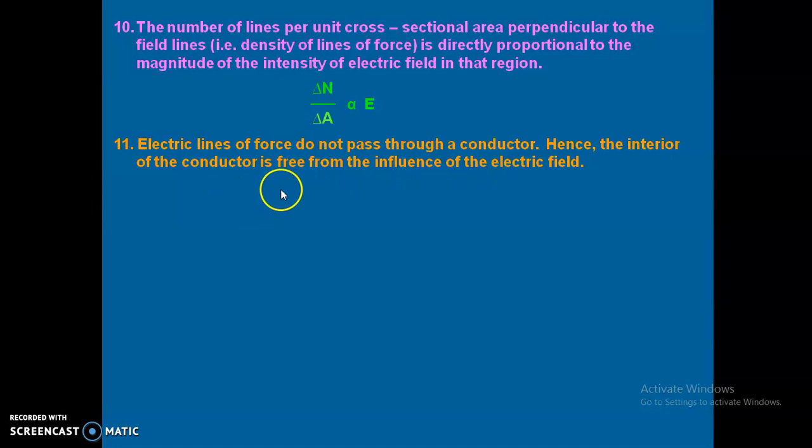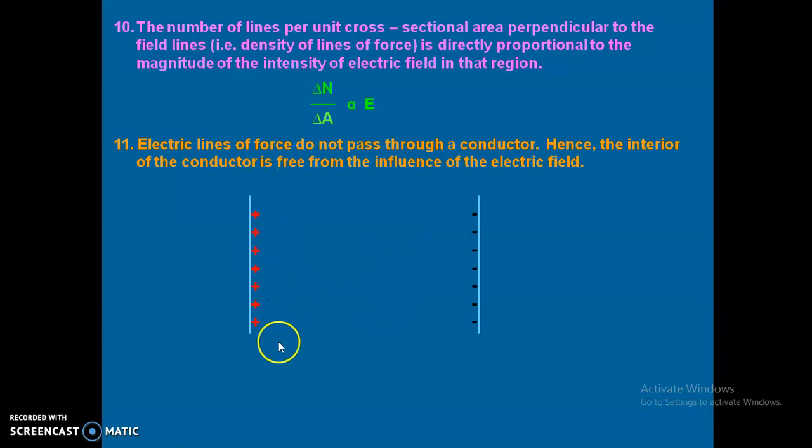Next, 11th property: electric lines of force do not pass through a conductor. It means there is no electric field inside the conductor, because electric lines of force do not pass through a conductor. Hence, the interior of the conductor is free from the influence of electric field, because if electric field lines do not pass through the conductor, then inside the conductor the electric field will be 0. So therefore it is free from the influence of electric field. Let us understand this statement with a diagram.